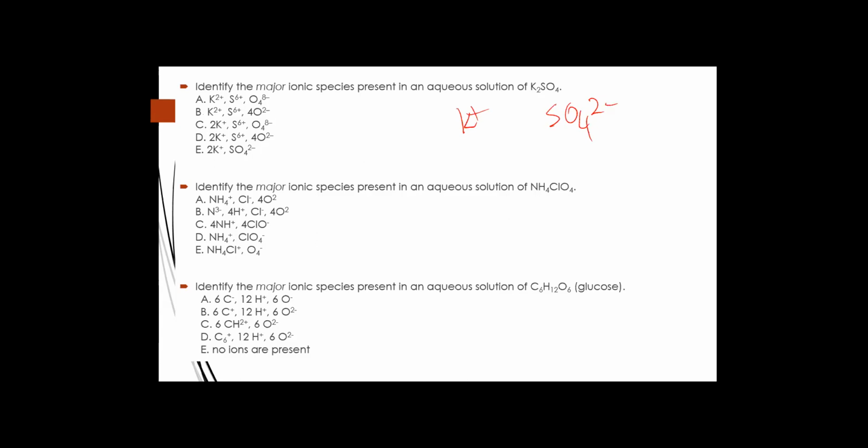Next one, NH4ClO4. That's actually two polyatomic ions together. We have ammonium, NH4+, and we have perchlorate, ClO4-. And the last one, we're looking at glucose here, C6H12O6. And that is a trick question. That does not dissolve or dissociate inside of the water because it's a covalent compound. There's no metals in there. There's no polyatomic ions. That means that we should have no ions present when we form that.